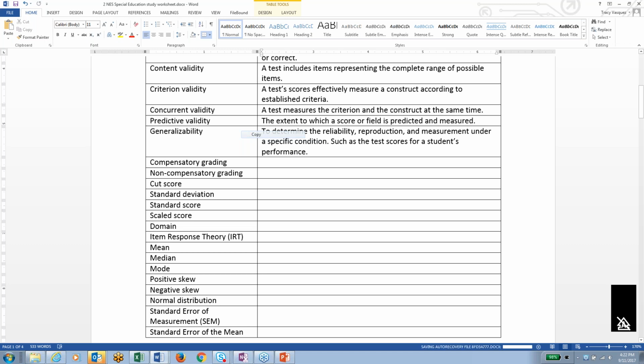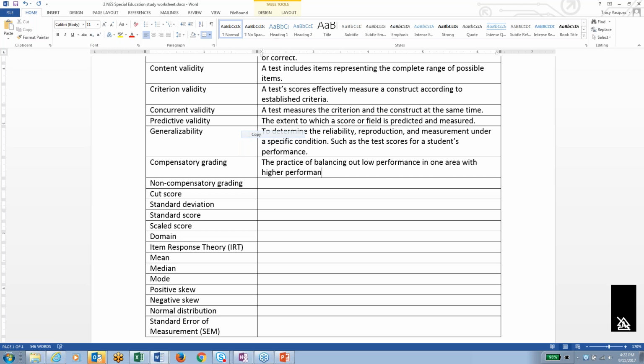Okay. This is the practice of balancing out lower performance in one area with higher performance in another. Okay, so non-compensatory grading. This does not permit such balancing.